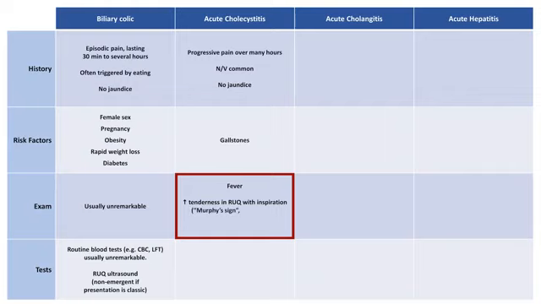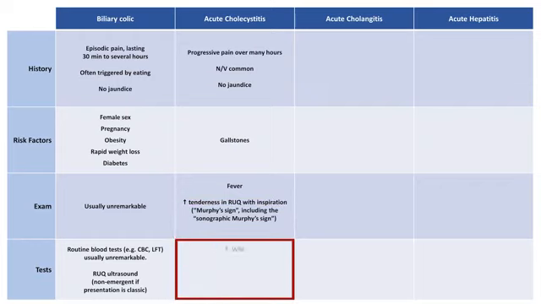This is known as Murphy's sign. There's also something called the sonographic Murphy's sign, in which pain is worse with inspiration when the pressure is applied to the right upper quadrant with an ultrasound probe at the exact location of the gallbladder, since the examiner can directly see it on the screen. This is thought to be more specific than the classic Murphy's sign.